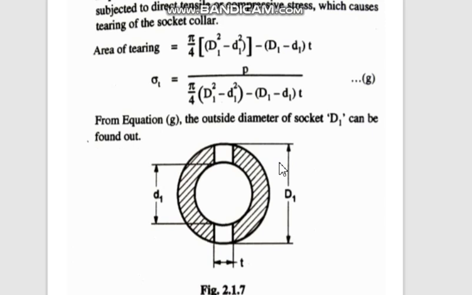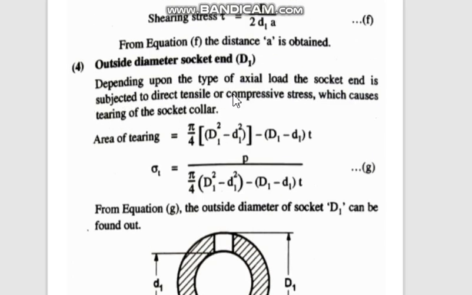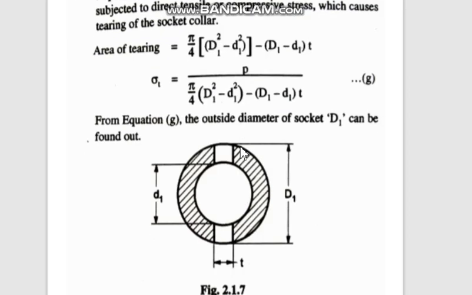Depending upon the type of axial load, the socket is subjected to direct tensile or compressive stress. But it is strong in compressive stress, not in tensile stress. Therefore, we are going to design in tension, and there is a tearing across the socket collar. Across the socket collar is the weakest spot, that's why we have to design there. This will be the cross-sectional area, this shaded area. Outside is capital D1, inside is small d1.